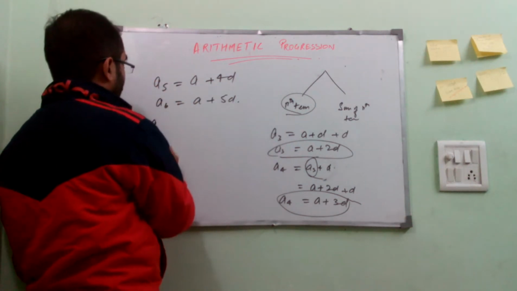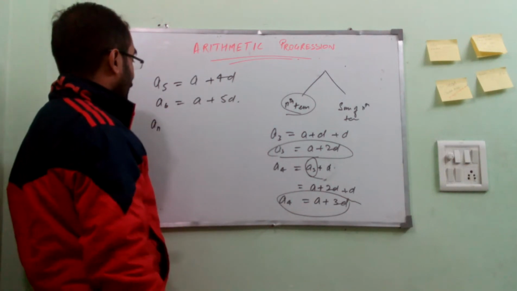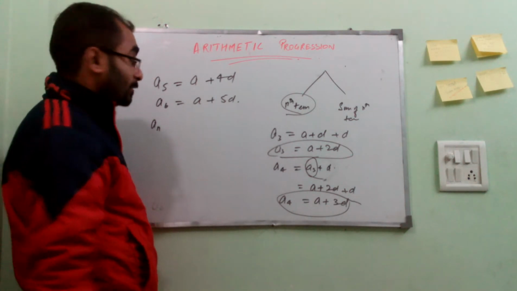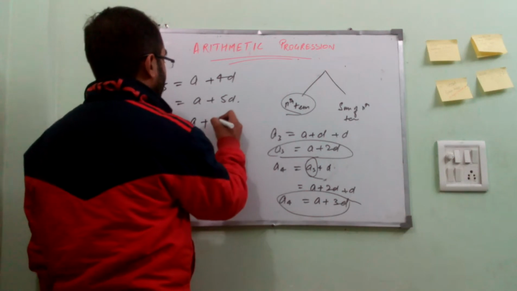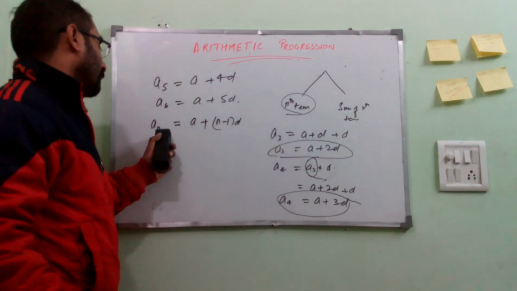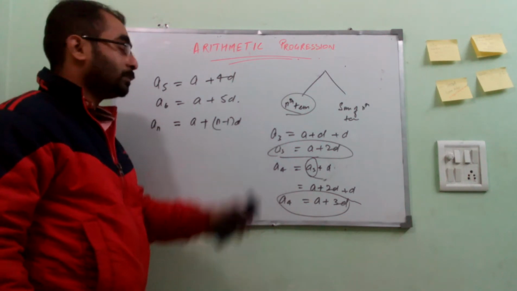So what we have observed is that to find the nth term, where n could be any number, any position of a progression, it is A plus n minus 1 into d. If n is 5, then it will be 4d. n minus 1, 5 minus 1.